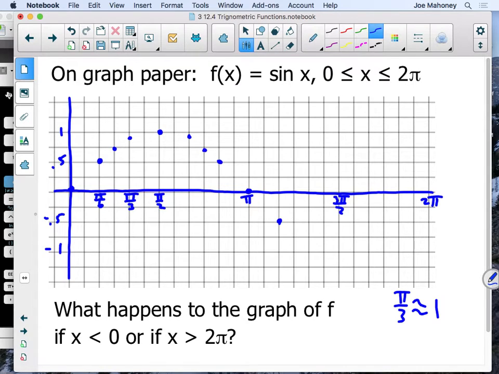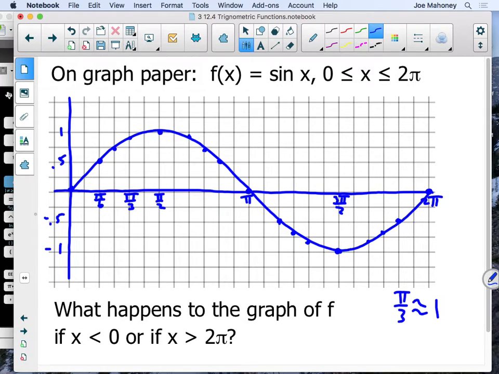Use the values on your table to help you plot some values. At 3 pi over 2, the sine is at -1. And then it goes back up to 0 again. So this is what the graph of f of x equals sine x does. It's a nice curvy graph. Can you tell that it's almost comprised of circles as you went around that unit circle?